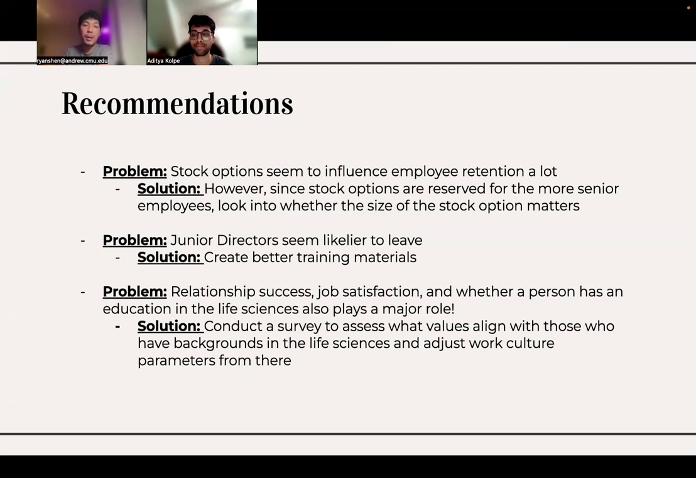Another problem is that the combination of relationship satisfaction, job satisfaction, and whether the employee has an education in life sciences results in employee turnover. So it would be prudent to conduct a survey to assess what values align with those who have backgrounds in the life sciences and adjust work culture parameters from there, especially because relationship satisfaction and job satisfaction can be really sensitive topics to navigate. And it's best to let the employees themselves lead the conversation there.